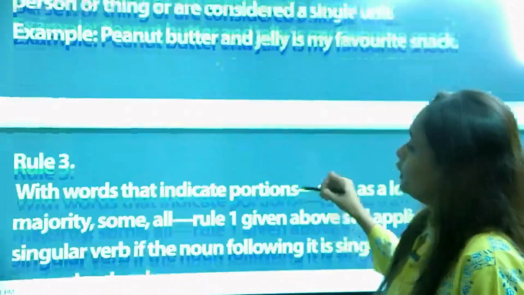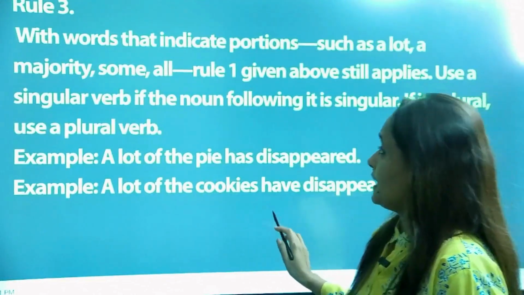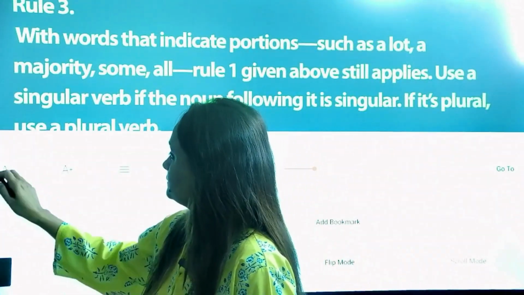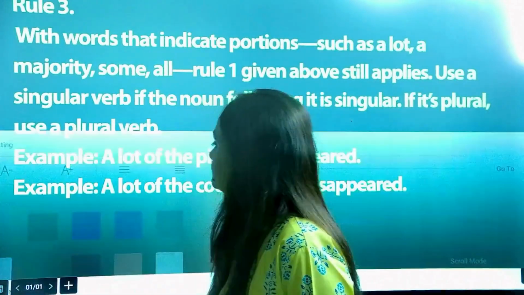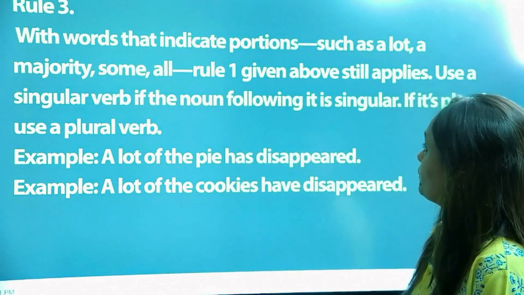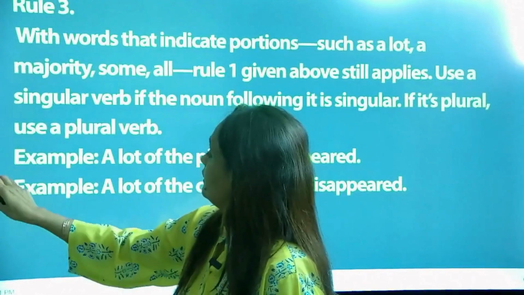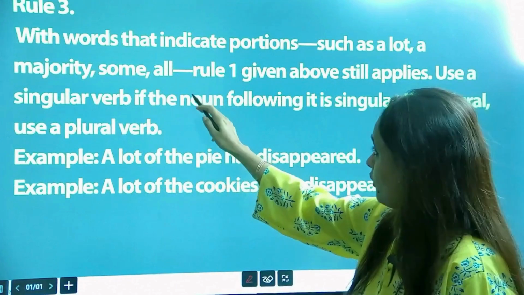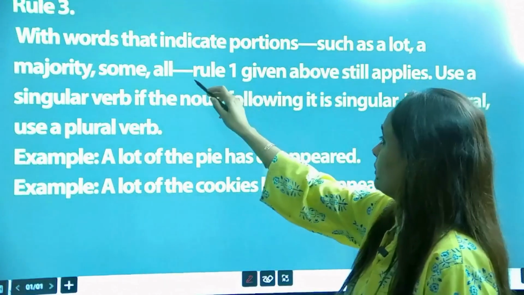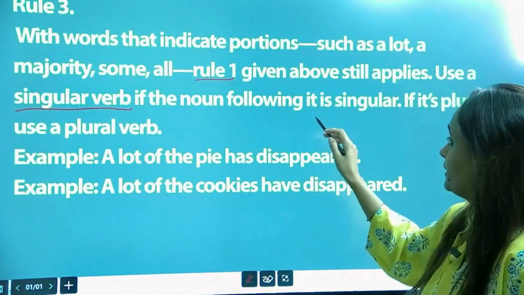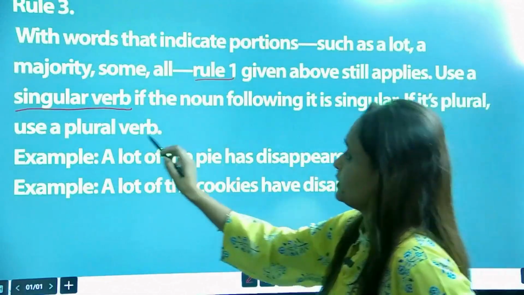Let's move ahead. Rule number 3. With words that indicate portions such as a lot, a majority, some, all, rule number 1 still applies. Use a singular verb in that case if the noun following it is singular. If it's plural, use a plural verb.